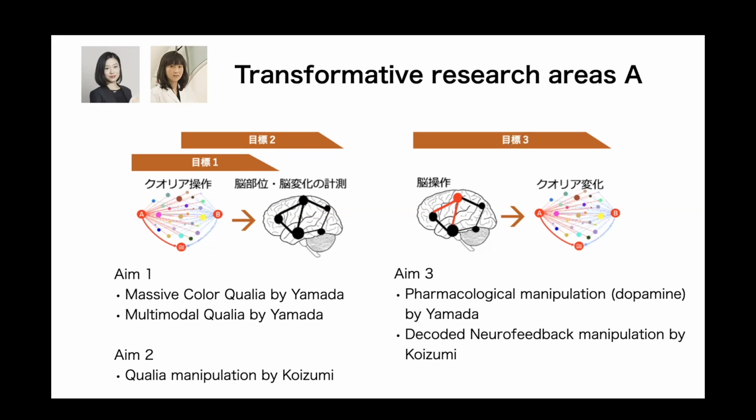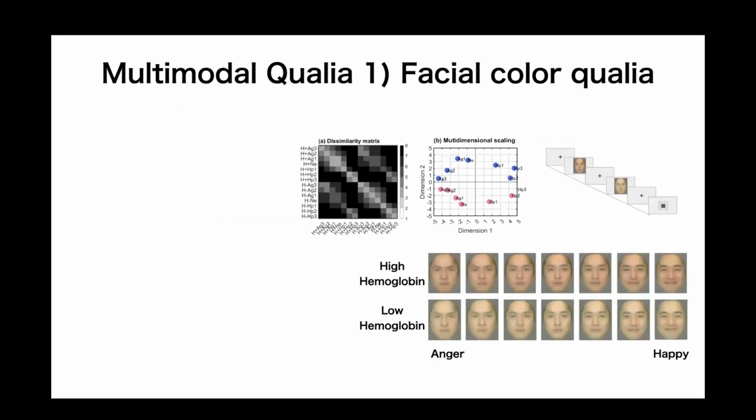And in aim 3, we manipulate the brain patterns and see how the Qualia changes. And then I'm doing a pharmacological manipulation. And then I would like to discuss the multimodal Qualia.